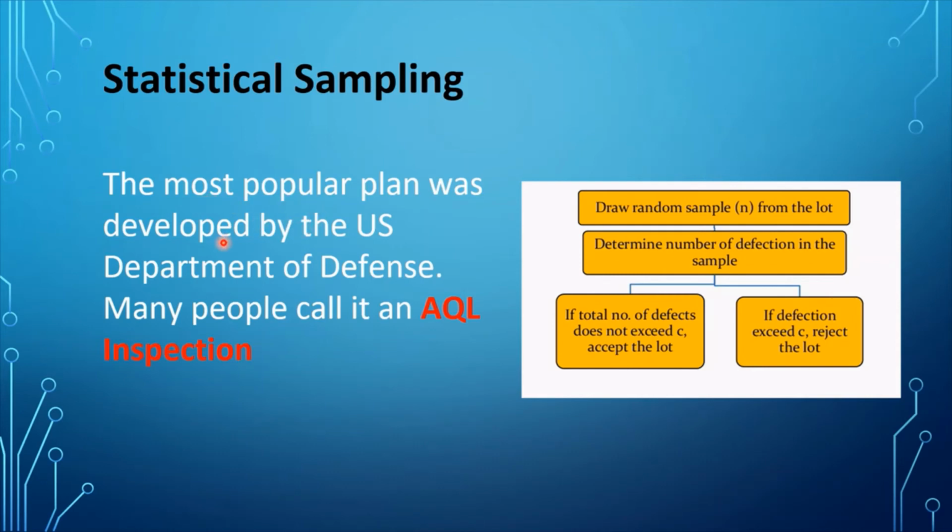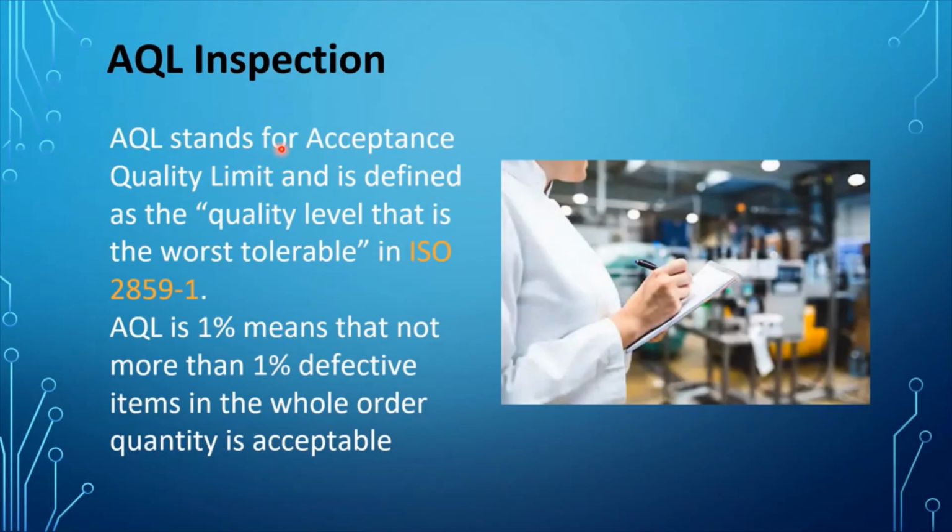This is the most popular plan that was developed by the US Department of Defense. Many people call it an AQL inspection. AQL stands for Acceptance Quality Limit and is defined as the quality level that is the worst tolerable in ISO 2859-1 standards. AQL 1% means that not more than 1% defective items in the whole order quantity is acceptable. It represents the maximum number of defective units beyond which a batch is rejected.